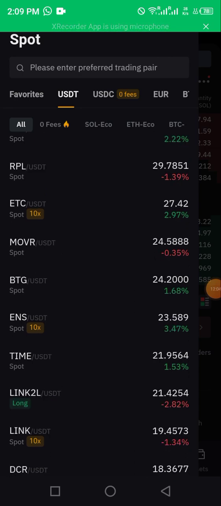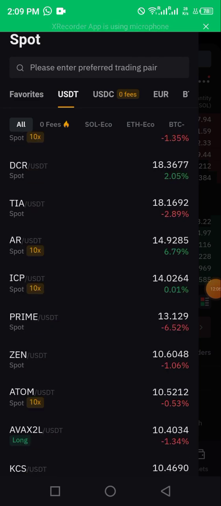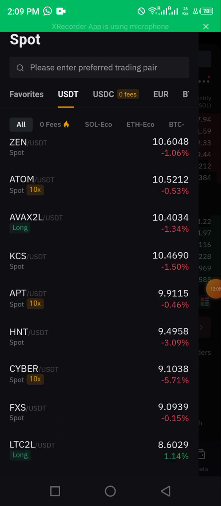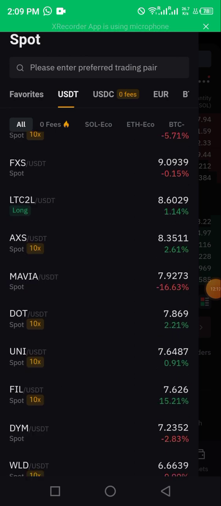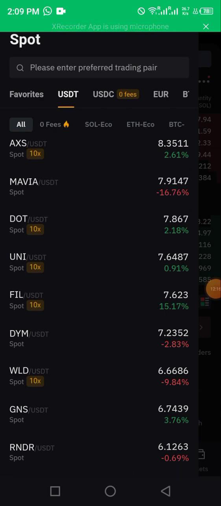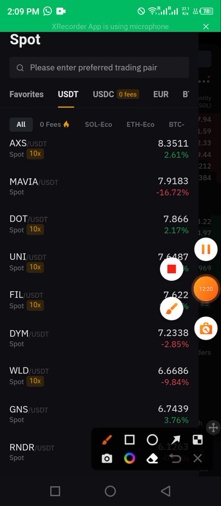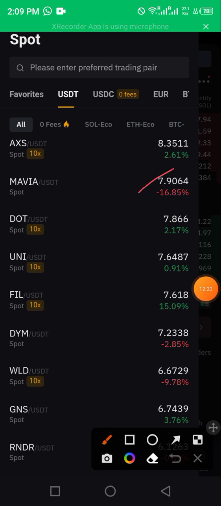So going through this list here, I want us to choose a particular crypto that we want to work on at the moment. Mavia at the moment has a minus percentage of 16.75. So I want us to go and check it up on our CoinMarketCap.